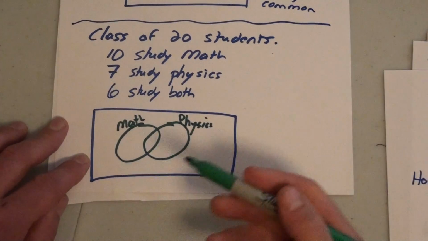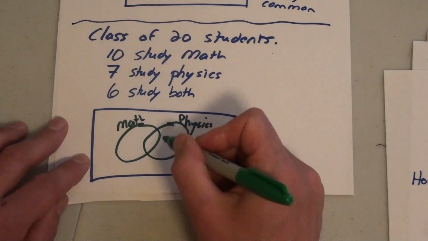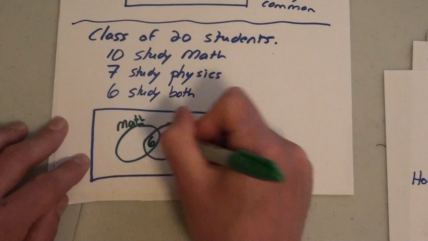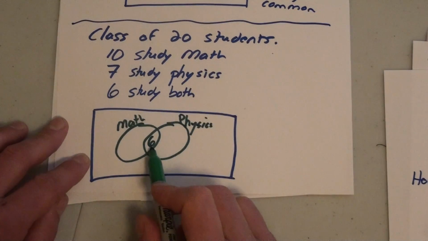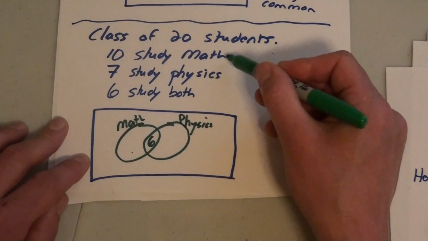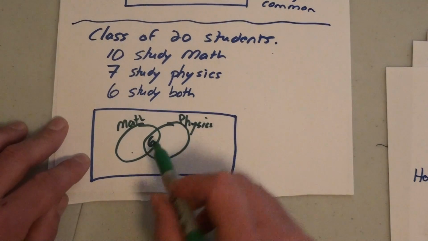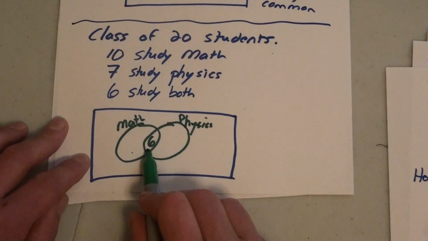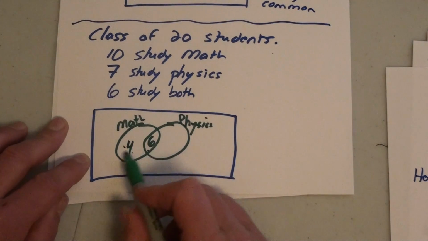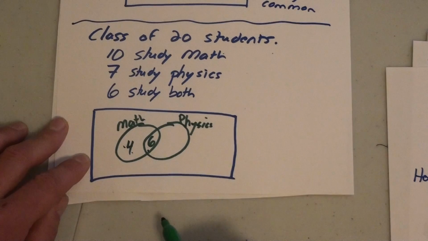Now when I'm doing my Venn diagram, I put the middle in first. So I know I have 6 that study both. And then you can subtract away to get these other parts of the circle. So in math, there are 10 students that study math. 6 of them I've already counted in that part of the circle. So that means I only have 4 remaining. These 2 must add up to 10, which is my 10 math students.